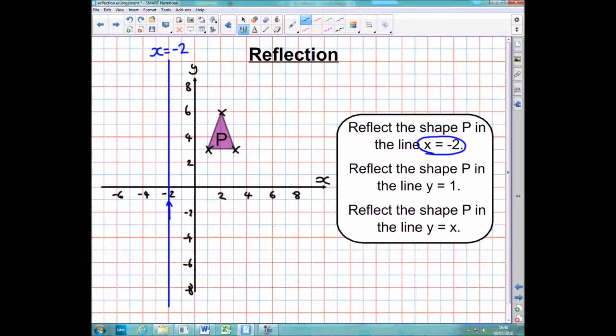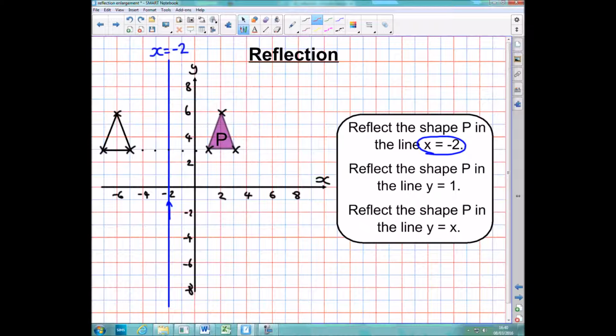So I'm going to count to my line, 1, 2, 3, and I'm going to count away from my line exactly the same, 1, 2, 3, and it sits here. Doing the same thing for all of the other points, you'll see that I get a triangle sitting about there. Joining those up with straight lines, I end up with my shape.